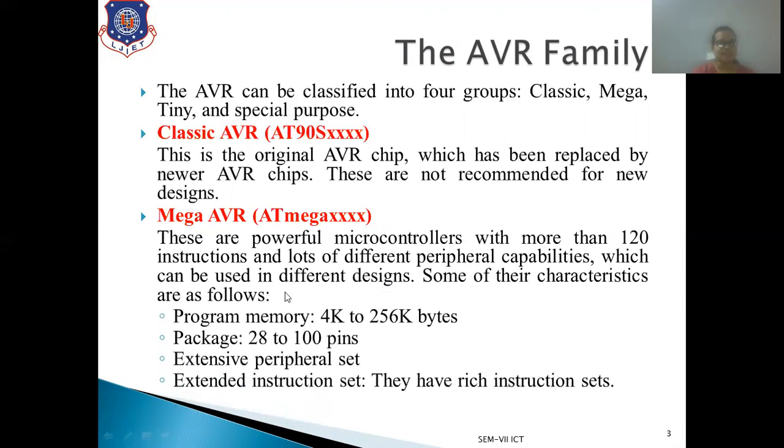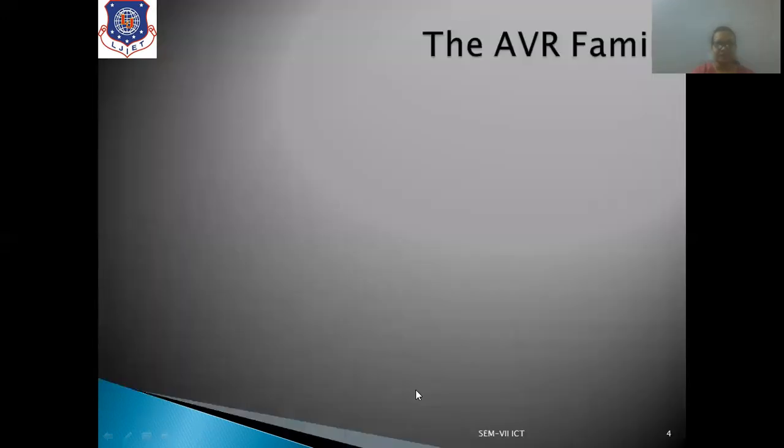The characteristics of mega AVR are a program memory varying from 4 KB to 256 KB, and IO pins from 28 to 100 pins. It has an extensive peripheral set, so many different IO peripherals can be connected with the mega AVR. It also has an extended, rich instruction set. So these are the characteristics of mega AVR.